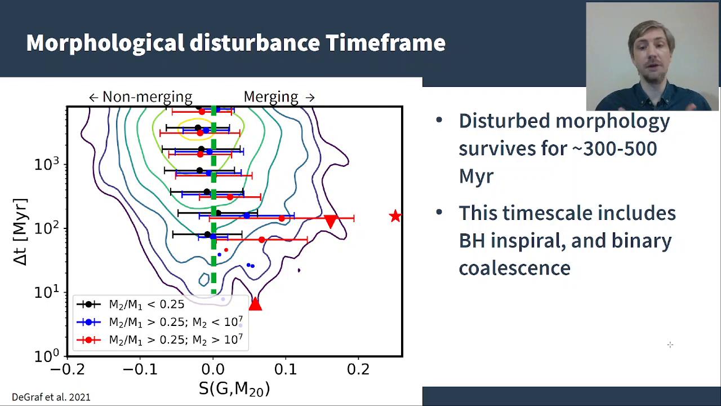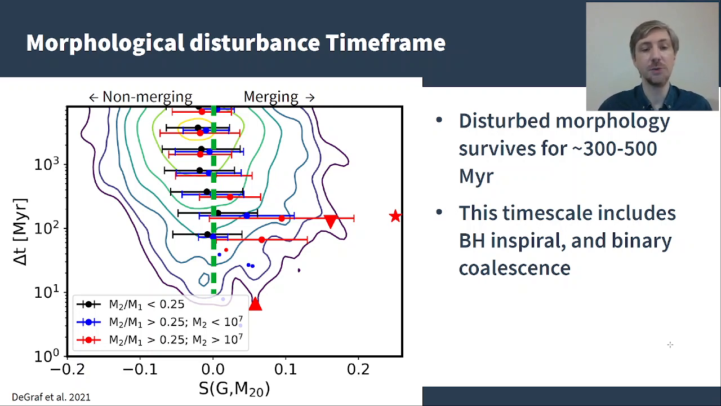So, we put out a paper this year looking at this from a very statistical standpoint. I don't have time to go into all of the details, but here I'm showing an S parameter, which is a combination of the Gini parameter and the M20 parameter, to quantify how much the morphology looks like a merging galaxy. So a positive S value suggests it's a merging galaxy.